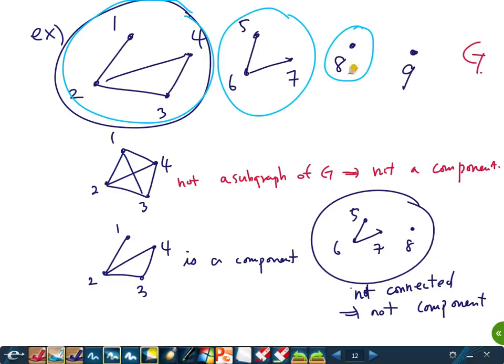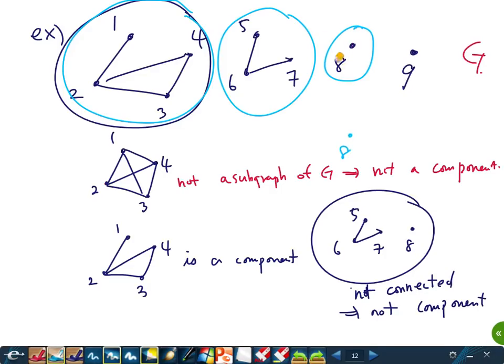Is this graph a subgraph? Yes, this is a subgraph containing one vertex with no edge. Is this connected? Yes, it's connected. If you take any two vertices which are the same, there is a path, a path from 8 to 8. And it's the largest possible. No matter what edge or what vertex you add, that will be a disconnected graph. So it's the largest possible connected subgraph of G containing 8.